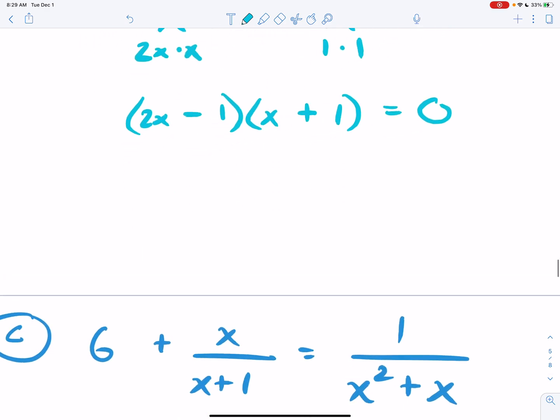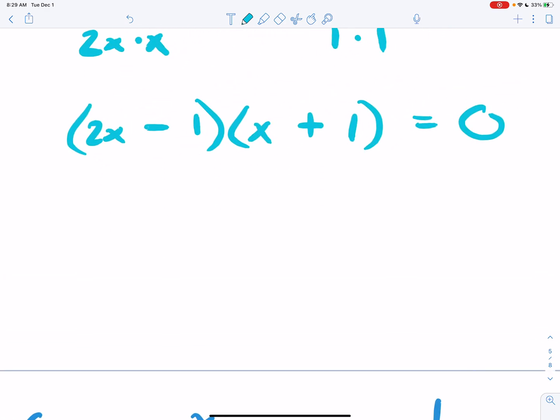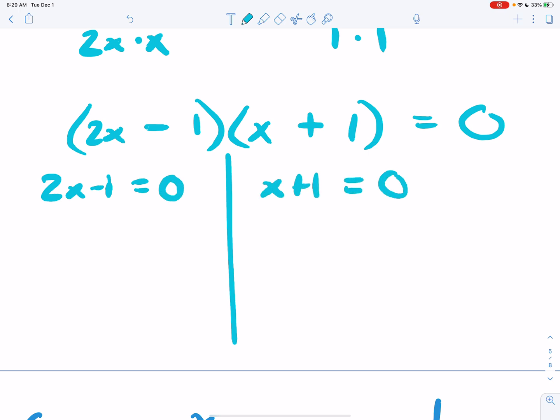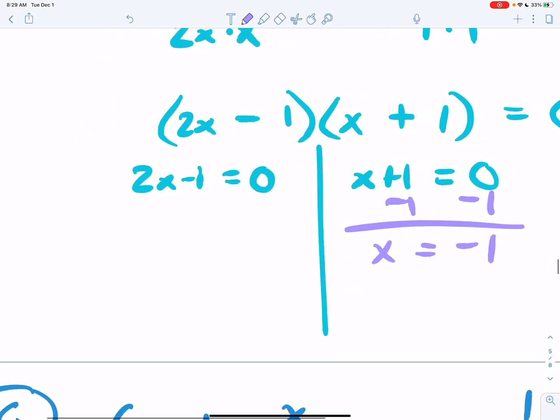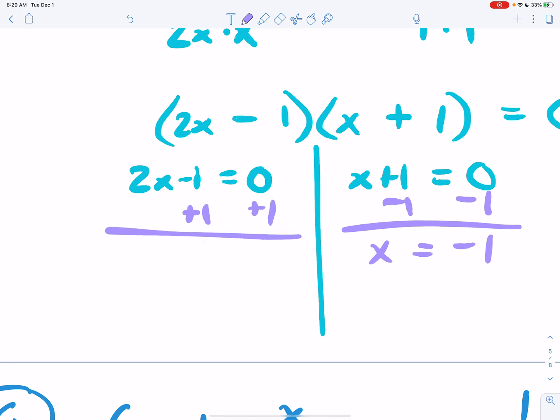Okay, so I have a product that's equal to 0, so I will use the zero product property. So I'm going to set each factor equal to 0, and then I will solve, okay? So here I can subtract 1. That'll be x equals negative 1. Here I would have to do a couple of steps. I would have to add 1 first. We always do the opposite. And then I would divide by 2, so x becomes 1/2.